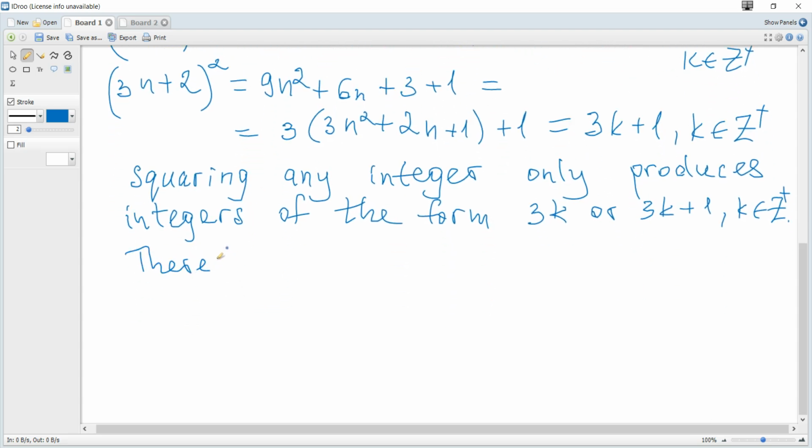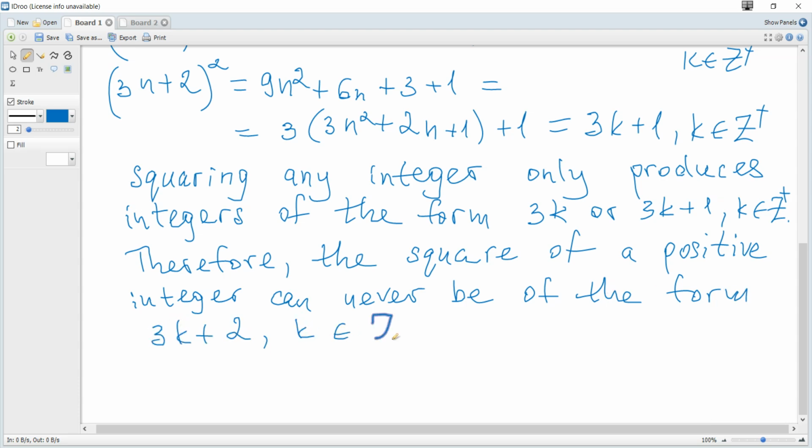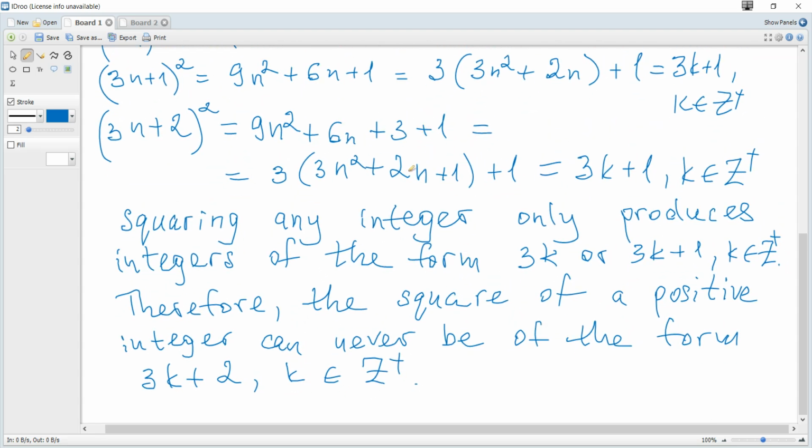Therefore, the square of a positive integer can never be of the form 3k plus 2. And that's all for this question.